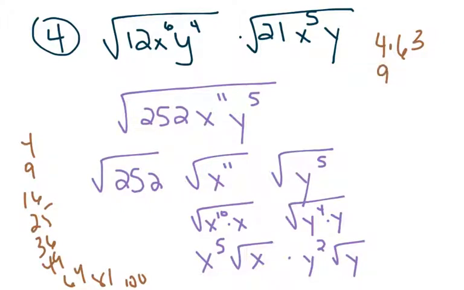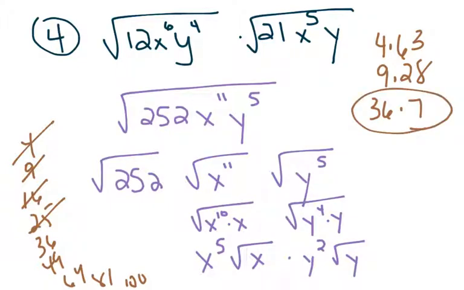252 divided by 9 is 28. I'm going to keep checking just in case. So 252 divided by 16 gave me a decimal. 252 divided by 25 gave me a decimal. 252 divided by 36 was 7. Ooh, I bet 36 is the largest perfect square that divides into 252. How do I know? 7's prime. I can't go any further. So this is the square root of 36 times 7, and the square root of 36 is 6, but you can't take the square root of 7.